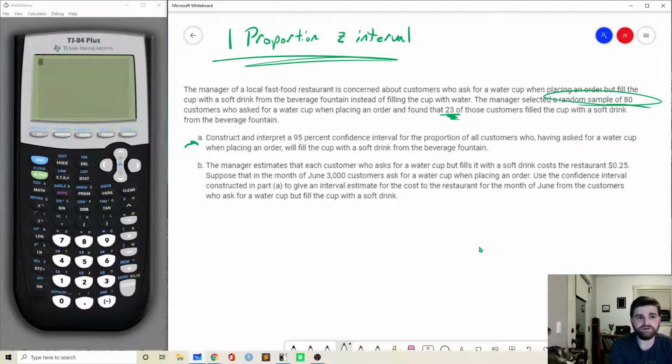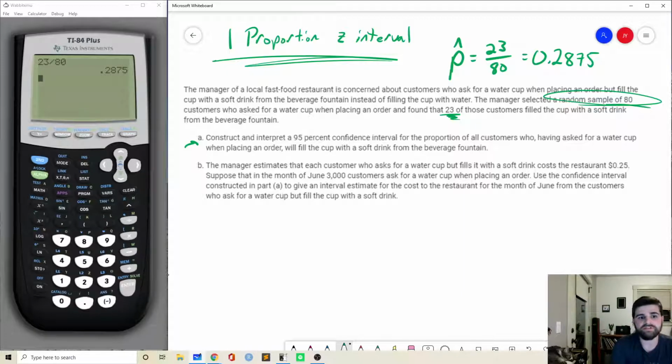So we can see what our sample proportion is. So the true proportion is unknown, right? The true proportion, that's the proportion of all customers that order water but then steal soda. We don't know what that is, but we do have a sample proportion. So instead of just calling this p, which is the true proportion, we call it p-hat, which means it's a predictive proportion. So our sample proportion is 23 out of 80, or as a decimal, 0.2875.